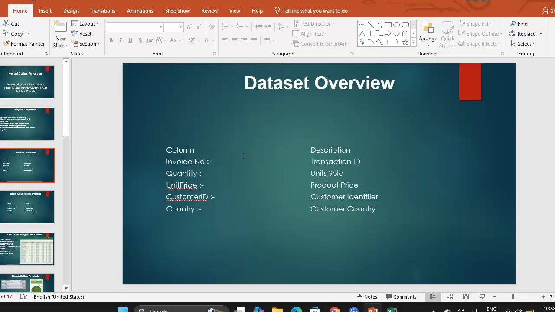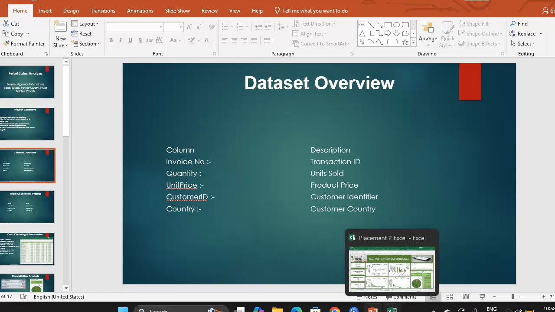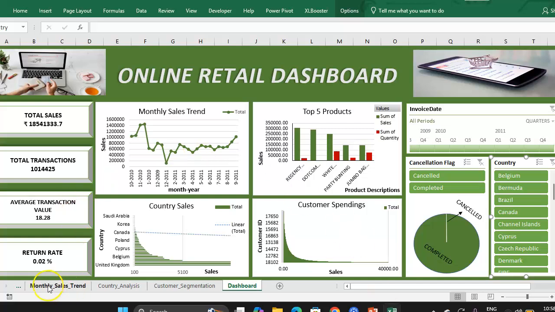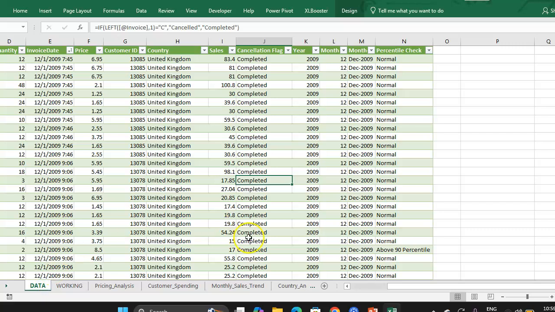Now we move forward to the dataset overview. The dataset contains online retail transaction records. The major columns are invoice number, product code, product description, quantity, invoice date, unit price, customer ID, country, and sales, cancellation flag, year, month, and percentile check. Each row represents a customer transaction.